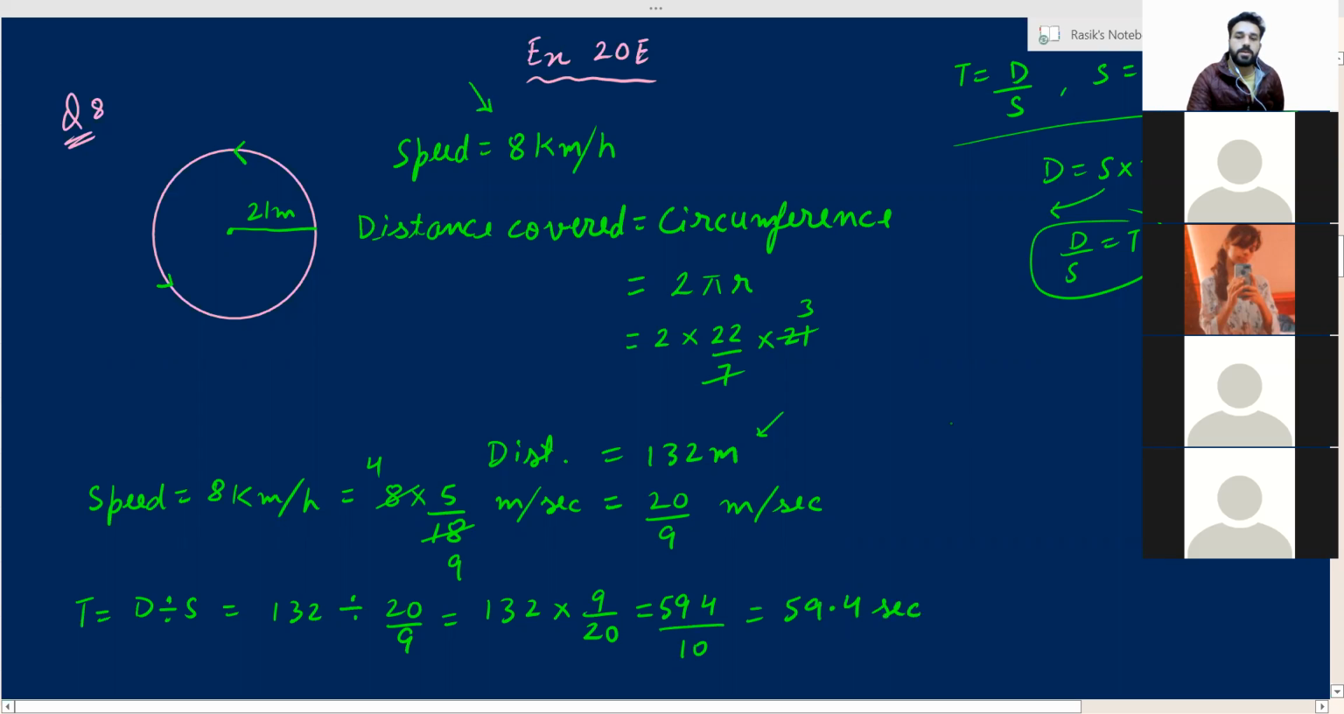seconds. Why in seconds? Because the speed is in meter per second, so you will get time in seconds. This is the answer: 59.4 seconds. He will take 59.4 seconds to complete one round of the circular field.